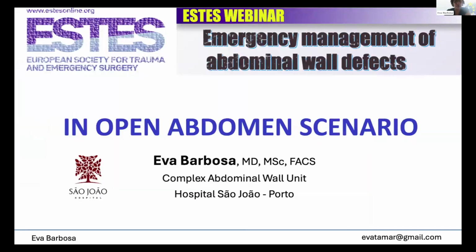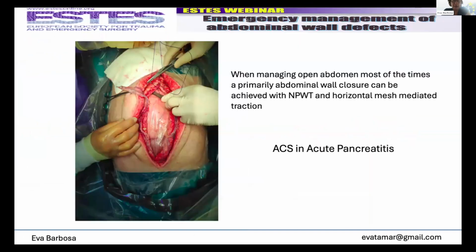So I'm going to talk about the open abdomen scenario and how we can deal with it. We all know by the guidelines that when managing open abdomen, most of the times a primary abdominal wall closure can be achieved just with negative pressure wound therapy and horizontal mesh-mediated traction, like in this case of abdominal compartment syndrome from acute pancreatitis, and you can see the interface there, the sac that is covering the viscera.